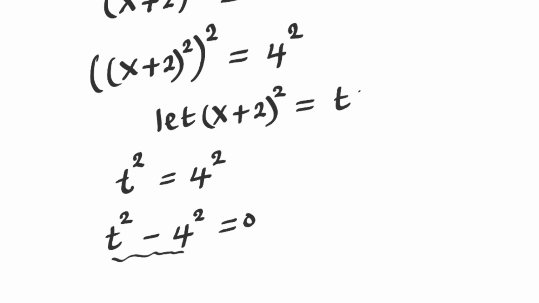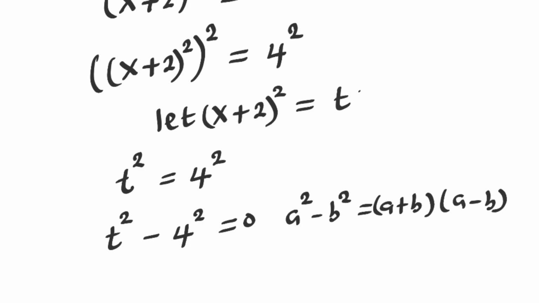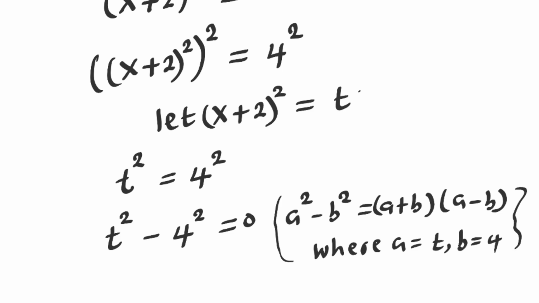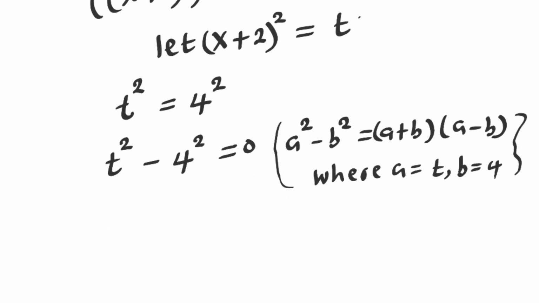This is in the form of a difference of squares. That is, if you have a^2 minus b^2, this is equal to (a + b) multiplied by (a - b), where a is equal to t and b is equal to 4. So this can be written as (t + 4)(t - 4) is equal to 0.